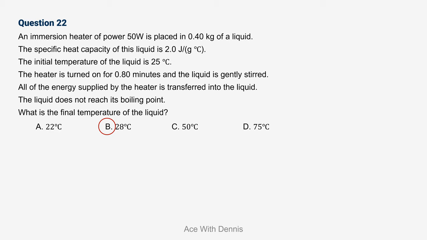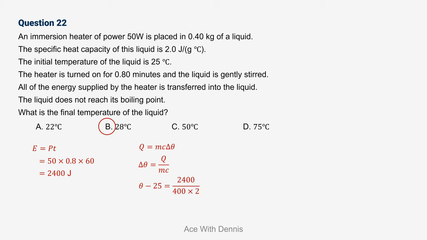So to get this value, we need to do some calculations. We start by calculating the energy supplied using the formula E equals Pt. The power of the heater is given as 50 watts, and the time is 0.8 minutes, which we times by 60 to change to seconds, and the energy supplied is 2400 joules. Considering that there is no energy loss, we can use the specific heat capacity formula, Q equals mc delta theta. So the change of temperature, delta theta, equals Q over mc.